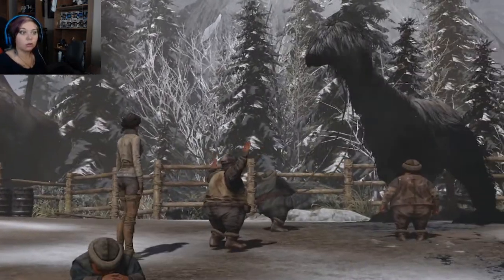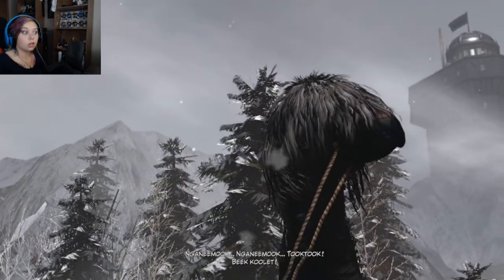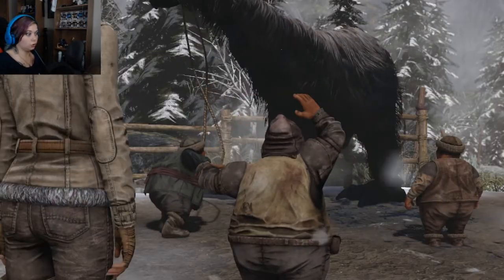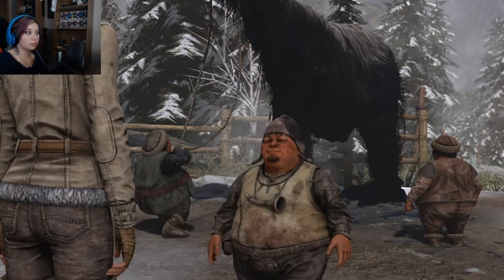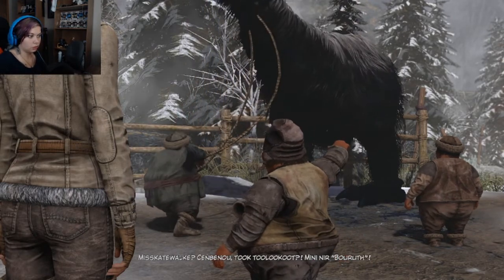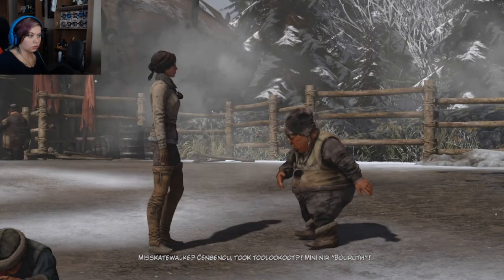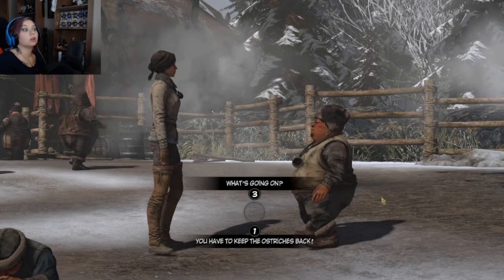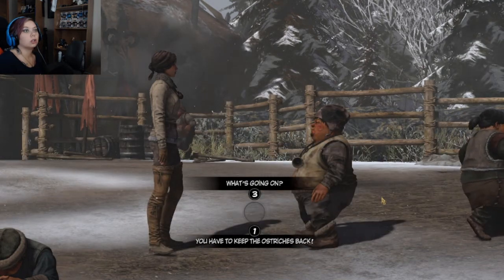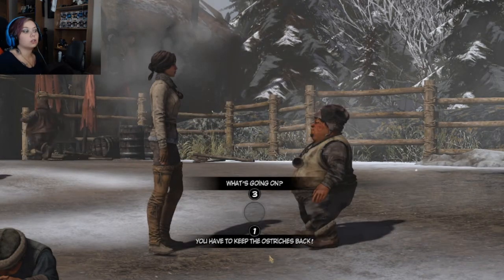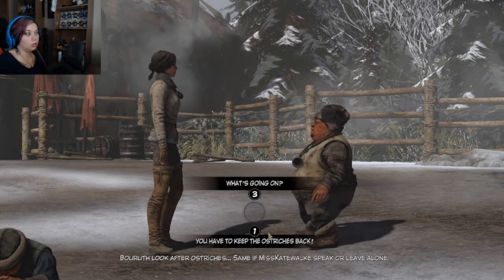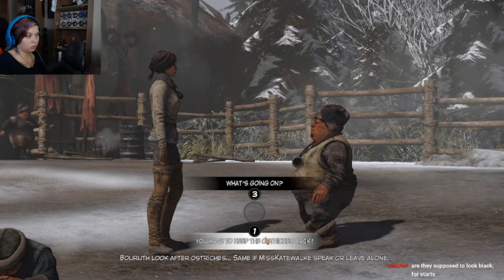Oh! Engenemuk. Tuk tuk. Tuk tuk. I remember that word. Tuk tuk. Miss Catwalk. Senbenu tuk tuk tuk tuk. Meninir buru. Look after ostriches. Same if Miss Catwalk speak or leave alone.